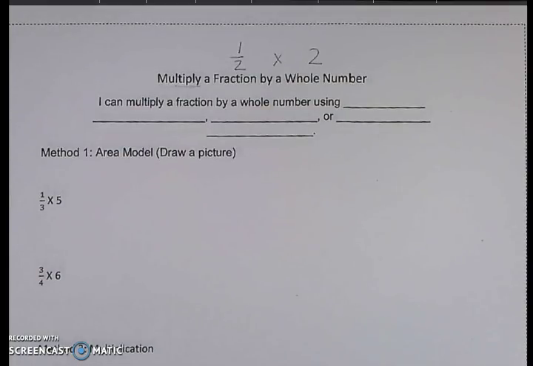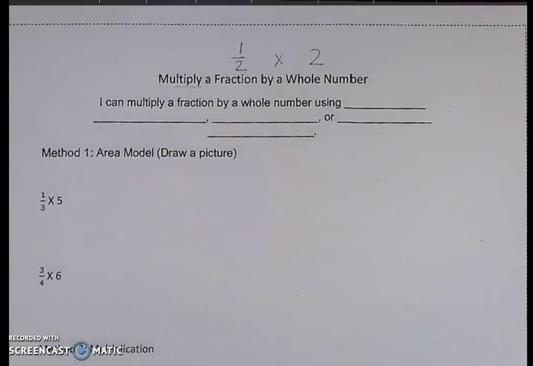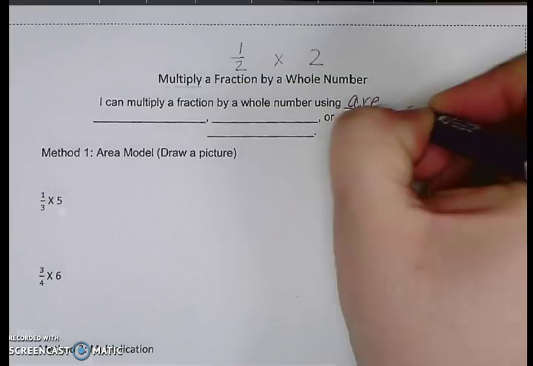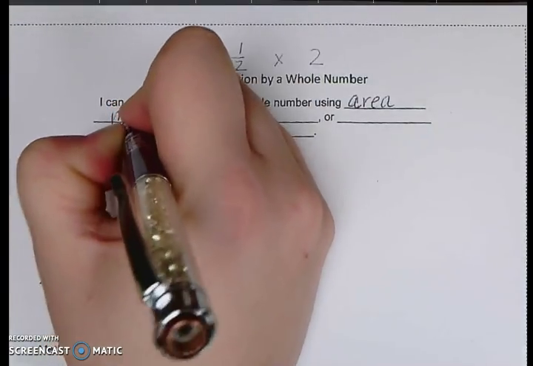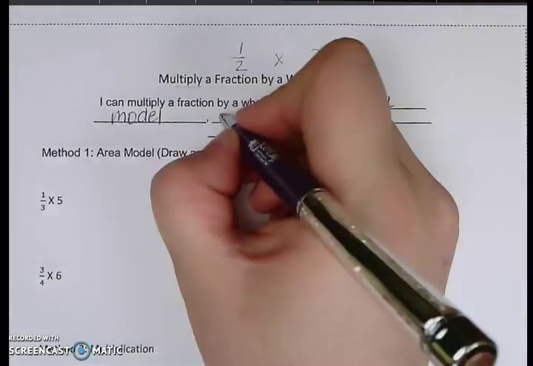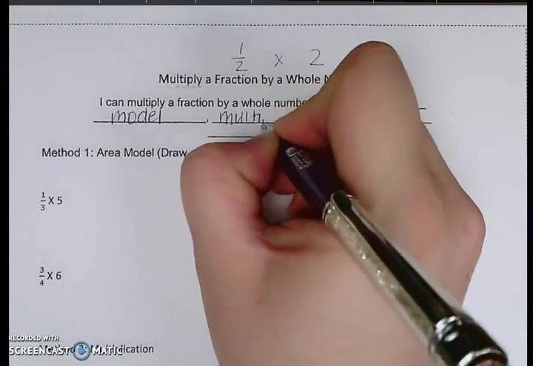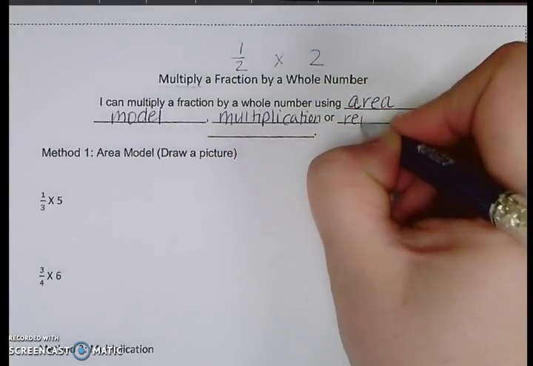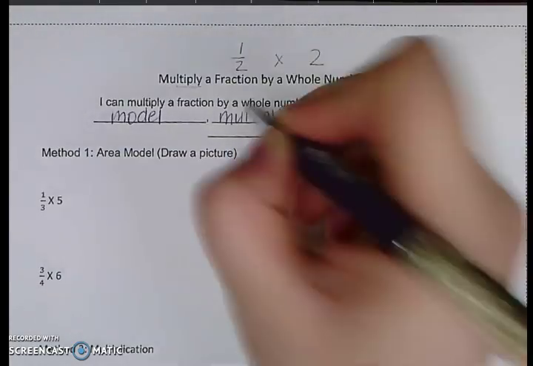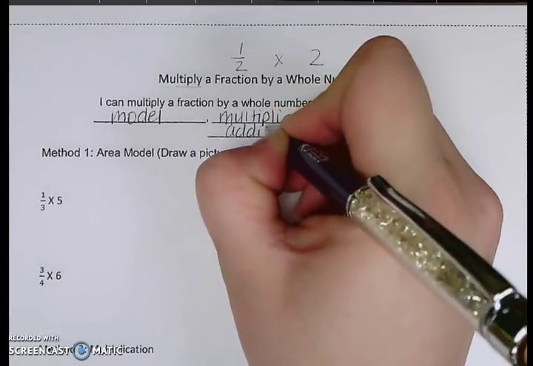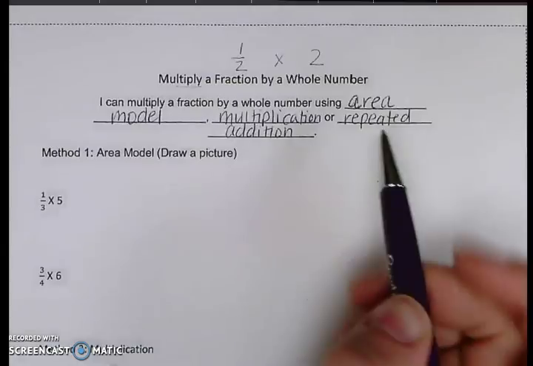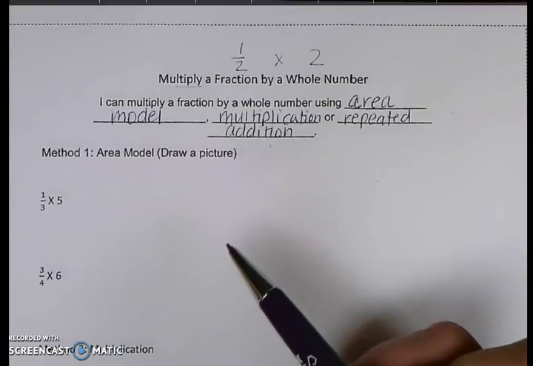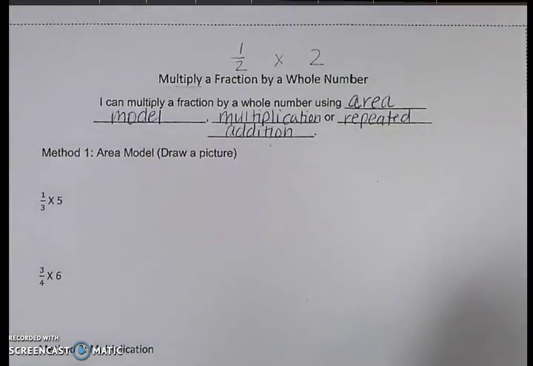Okay, so our learning target is I can multiply a fraction by a whole number using an area model, multiplication, or repeated addition. Now, I'm going to show you 3 different ways here, area model, multiplication, or repeated addition, and you get to decide at the end which way you like the best.